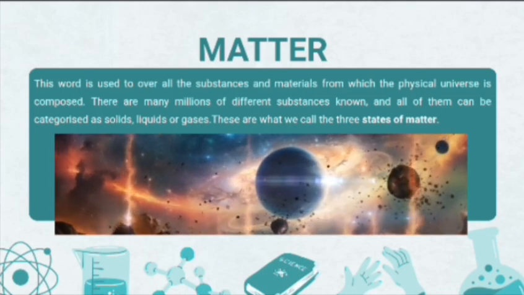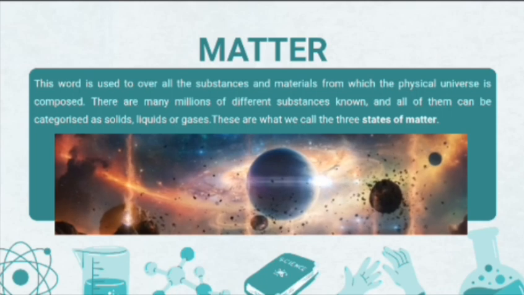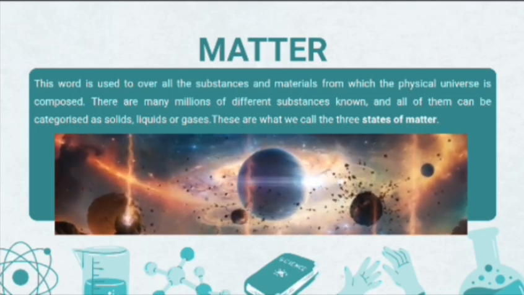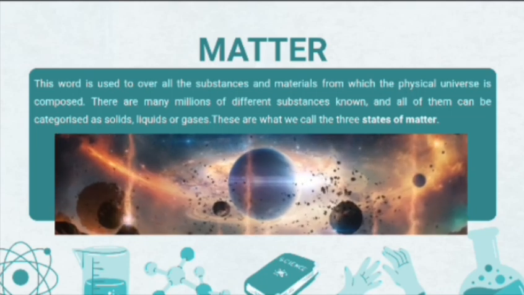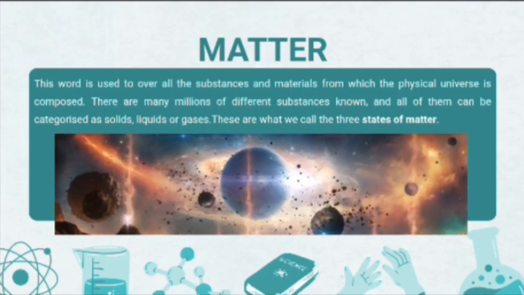Before talking about solids, liquids and gases, let's first understand something very simple. Everything around us is matter. Your mobile phone, your school bag, water bottle, the air you are breathing, even your own body is made of matter. Matter is anything that has mass and occupies space. All matter exists in three main states: solid, liquid and gas. Now let's understand each one using examples from our daily lives.